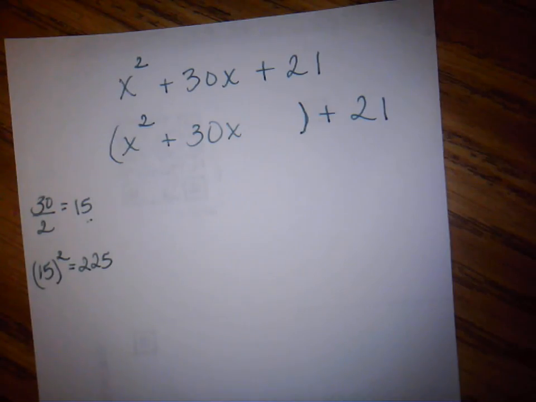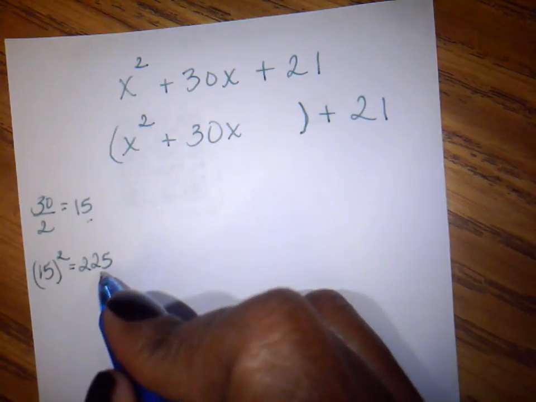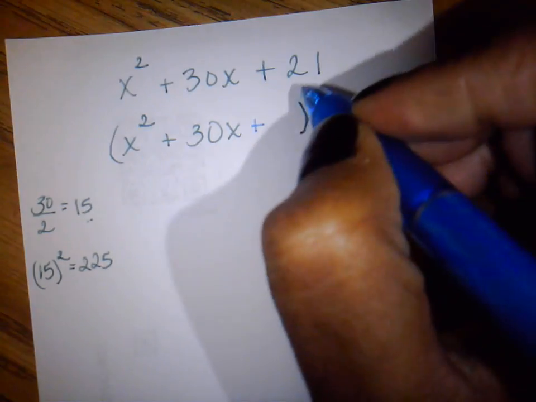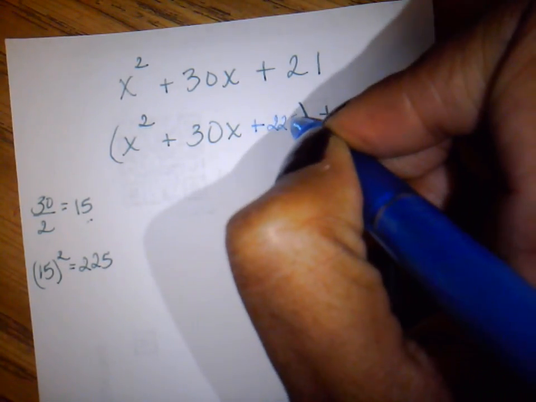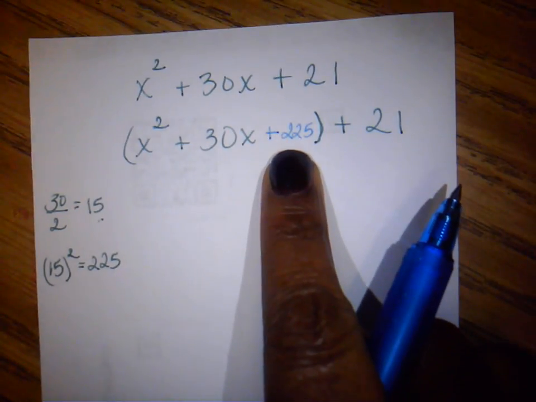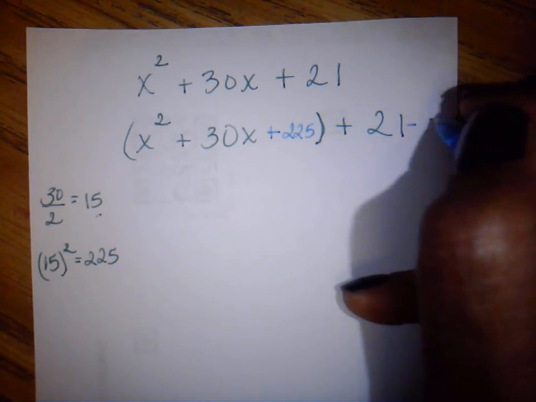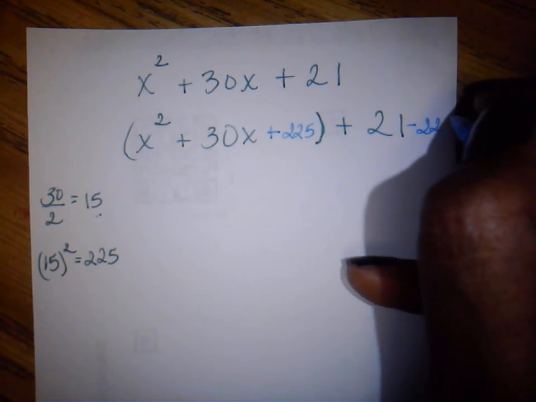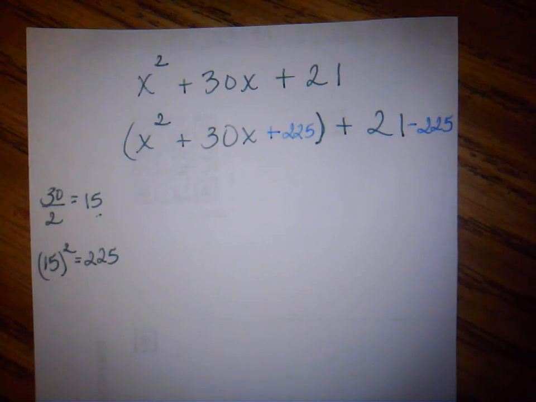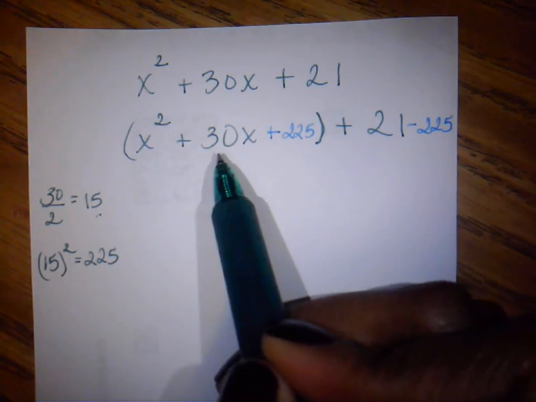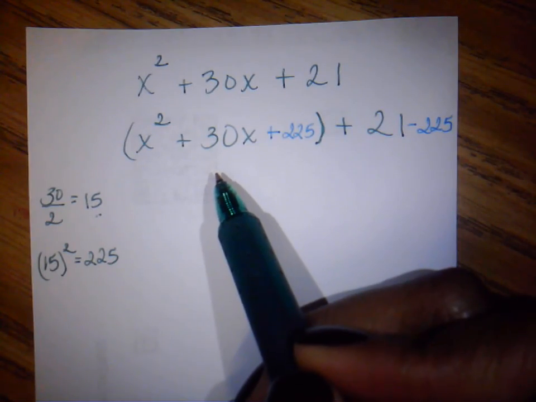All right? We're going to take this value and add it here. But to maintain balance, what do I have to do? Exactly, subtract it as well. All right? And I'm basically done. I just have to reorganize this perfect square trinomial here. We just completed the square, did we not?